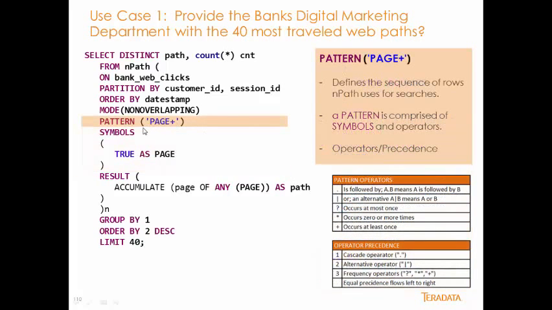All right, excellent. So now we're into the pattern. We kind of already explained this, but this defines the sequence of rows that nPath uses for its search. A pattern is comprised of symbols, so it's made up of these symbols. And you can use this pattern operation. We have different operators that are used, and we have a precedence of operators. So the dot, if there were two elements, would be is followed by. So if there is a symbol of A dot B, this means A is followed right after by B.